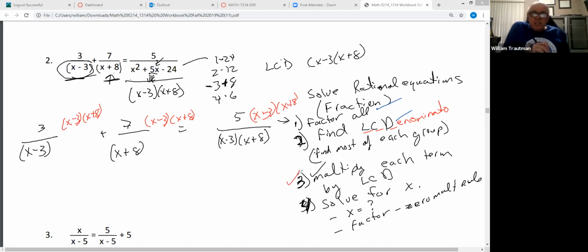Okay, is everybody okay so far? We factored this. The LCD is each parentheses, this x minus 3, this x plus 8, and since we already have an x minus 3, we don't write it down twice in the LCD, and we already have an x plus 8, we don't write it down again.